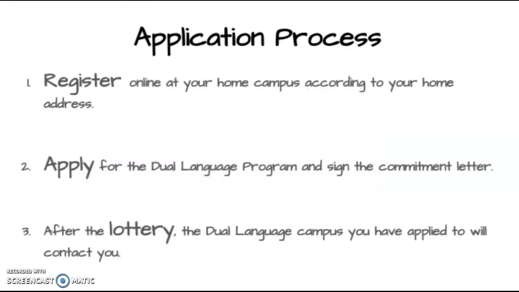Let's review the application process. First, you need to register online at your home campus according to your home address. Second, you will apply for the dual language program and sign the commitment letter. And third, after the lottery, the dual language campus you have applied to will contact you.